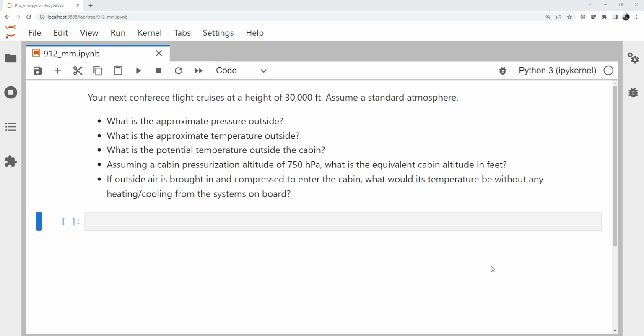This may look like a relatively daunting set of questions. We've got 5 things here, but as you'll see with MetPy, it's relatively straightforward.